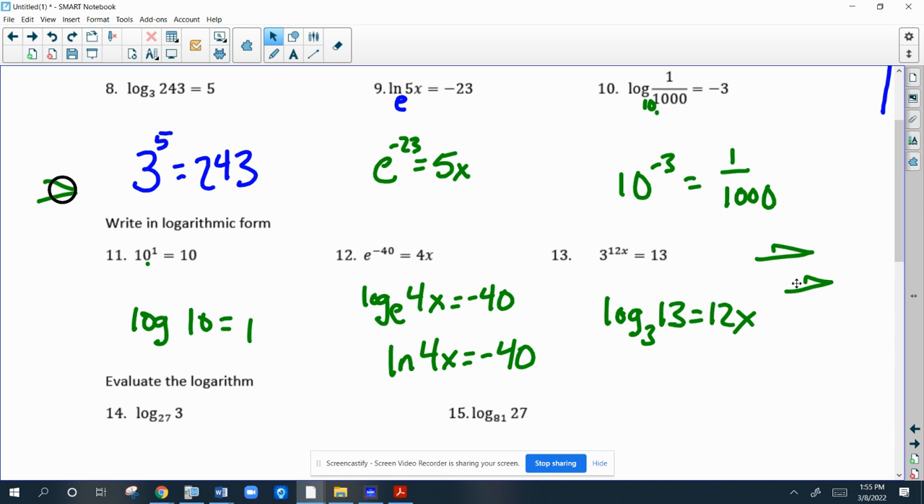So I'm going to stop that video here. We're going to go to the next ones, the evaluate the logs. We're going to make a whole separate video on that. They're a little bit more involved. So if you'd like to watch that one, that's next.